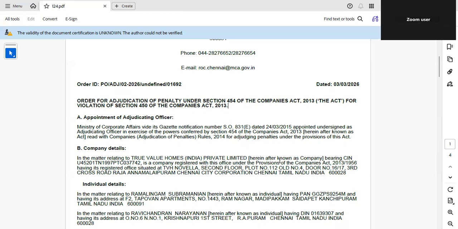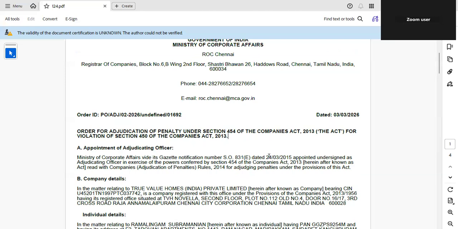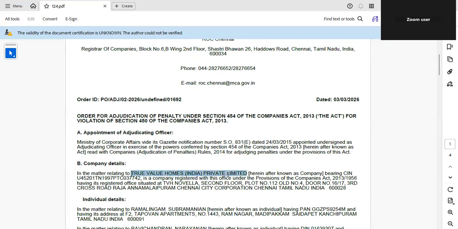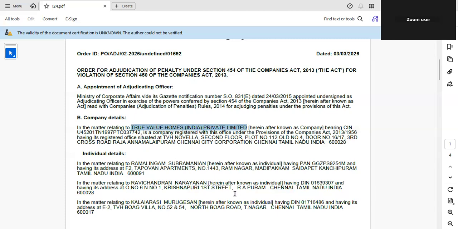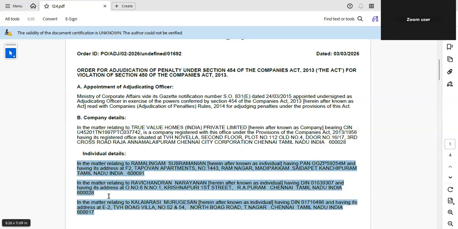Here we'll see the company background. The company name is True Value Homes India Private Limited, ROC Chennai. The registered office is at Raja Annamalapuram, Chennai. So, ROC Chennai. Here, officers in default, 3 individuals are covered. The names are given in order.